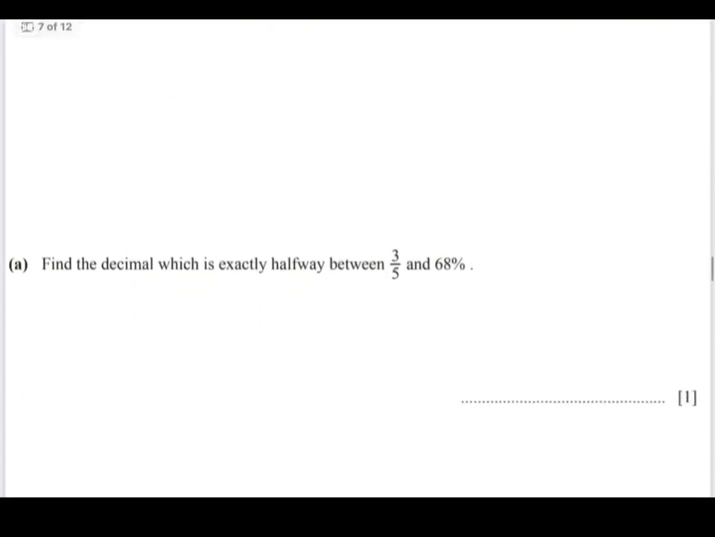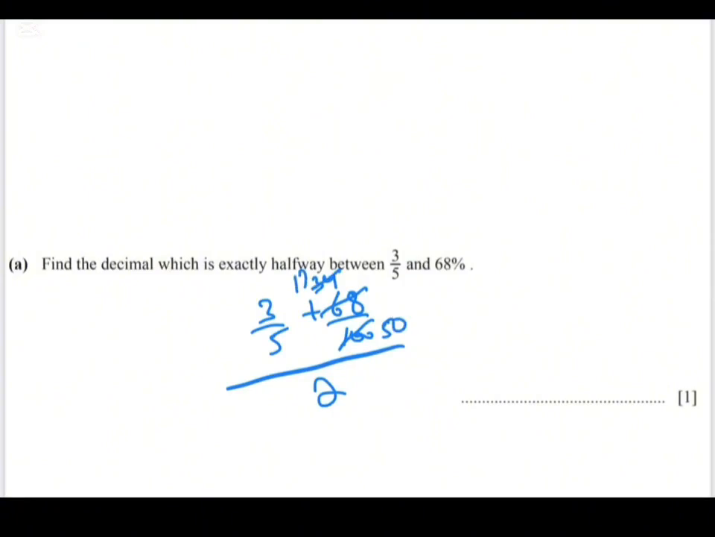Find the decimal which is exactly halfway between 3 upon 5 and 68%. So we know these questions. 3 upon 5 plus 68 divided by 100, because when we remove the percentage sign we get 100, and divided by 2 because we need to find the half between these two. So simply we will cancel out here.